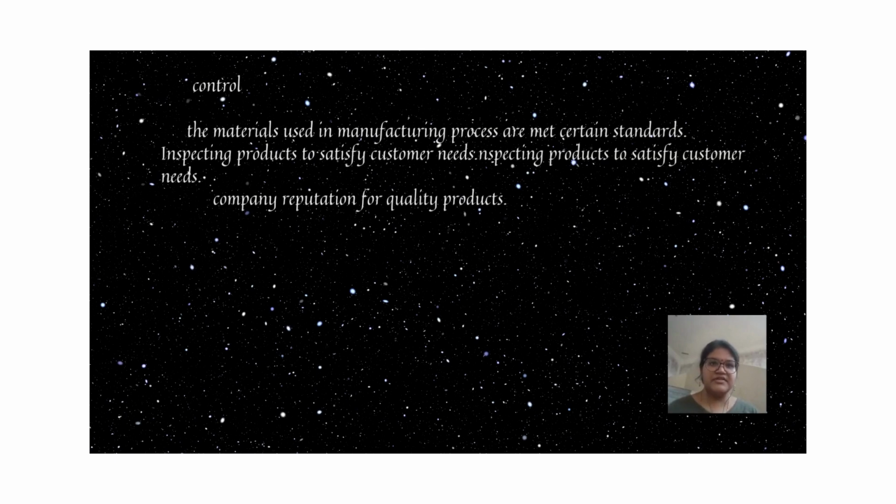The next one is quality control. No matter what, we always look into quality. That is the basic human necessity. So here, all the materials used in the manufacturing process must meet certain standards. These standards are the basic standards to have quality, and this also involves inspecting the products to satisfy customer needs.